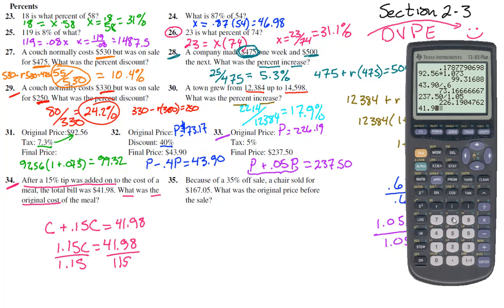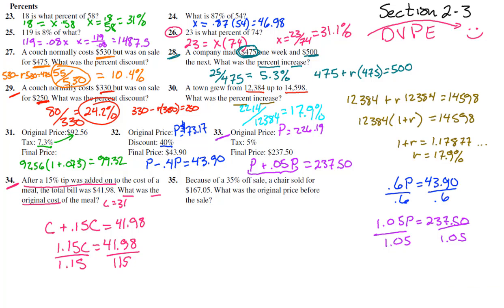41.98 divided by 1.15. Enter. 36.50. So the cost of the meal was $36.50. Don't forget the dollar sign there. Good. Excellent. Number 35.